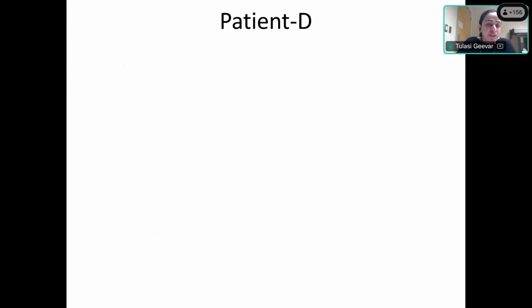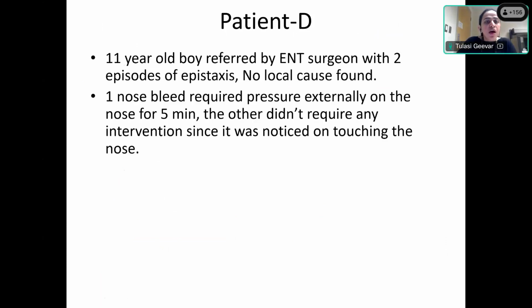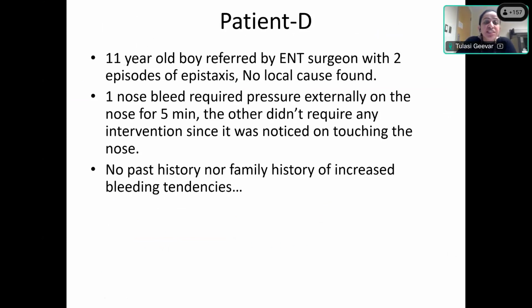Now let's look at another patient, an 11-year-old boy, referred by an ENT surgeon with 2 episodes of epistaxis with no local cause. One nosebleed required pressure externally on the nose for 5 minutes, and the other didn't require any intervention since it was noticed on touching the nose. No past or family history of increased bleeding tendency.